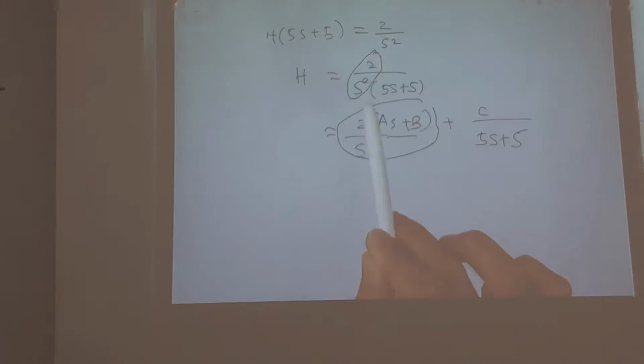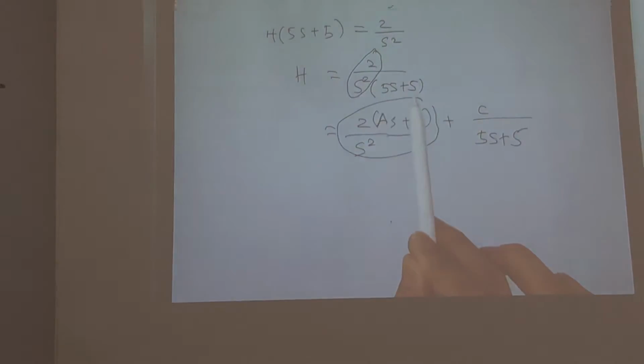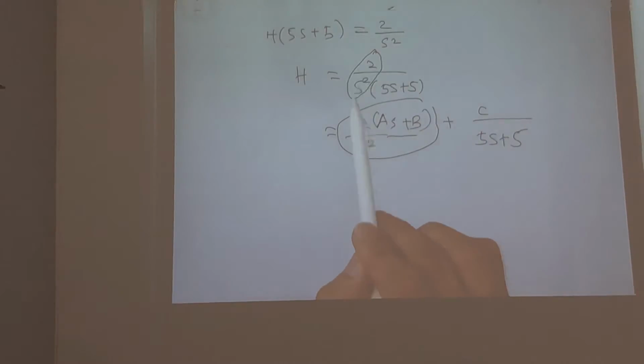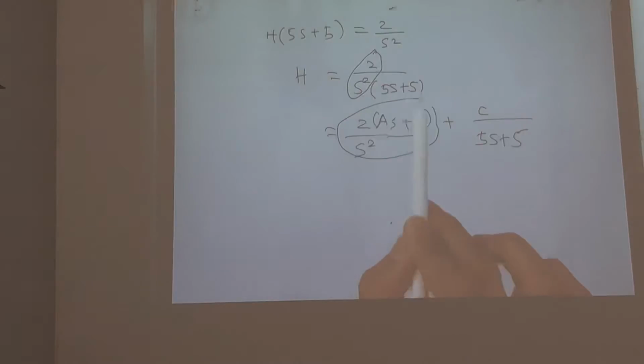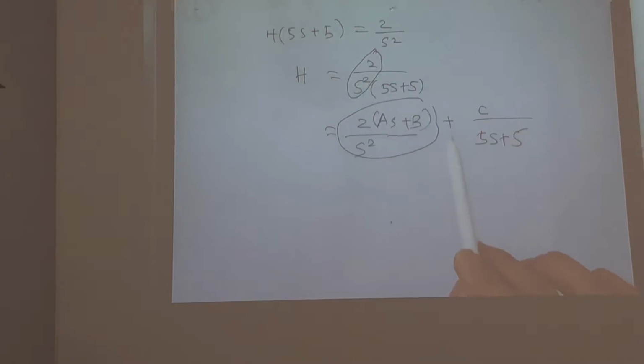So what we have is 2 over s power of 2, because the s here is one factor, and 5s plus 5 is another factor. For s power of 2, if I want to break it, my top should have as plus b. So as plus b over s power 2. These two come originally from the question itself. This is how I break the first part, and the other factor is 5s plus 5, which gives c divided by 5s plus 5.